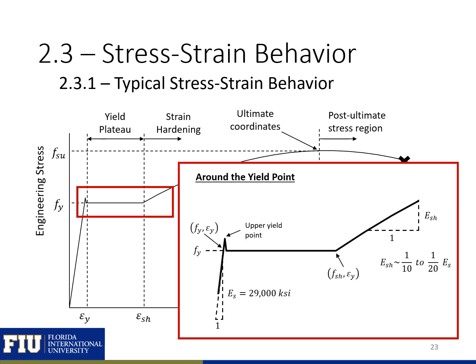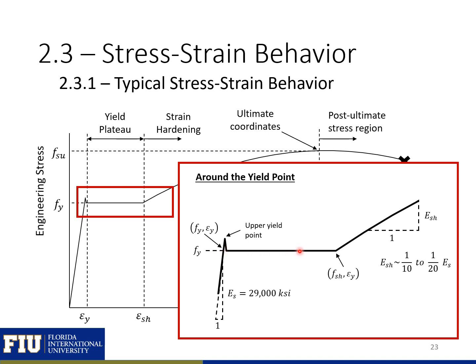If we zoom into the point around our yield point, we can highlight several additional characteristics of our stress-strain curve. First, we can see that our slope for our steel is always around 29,000 KSI. We'll have an upper yield point that'll be above the initial yield point. So as we're loading our bar or our steel, we'll go above our yield point for a little bit and then drop back down. Typically, we'll ignore this upper yield point when accounting for the stress-strain behavior of steel.